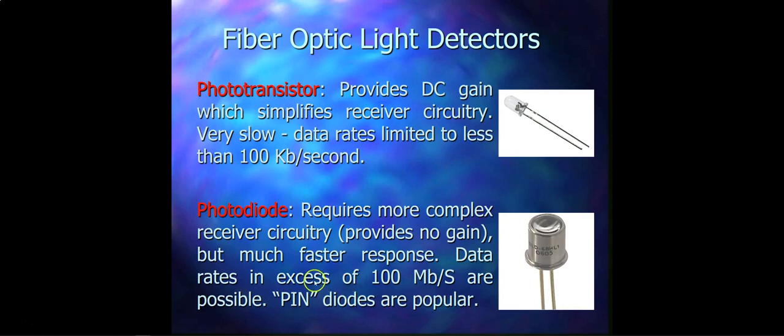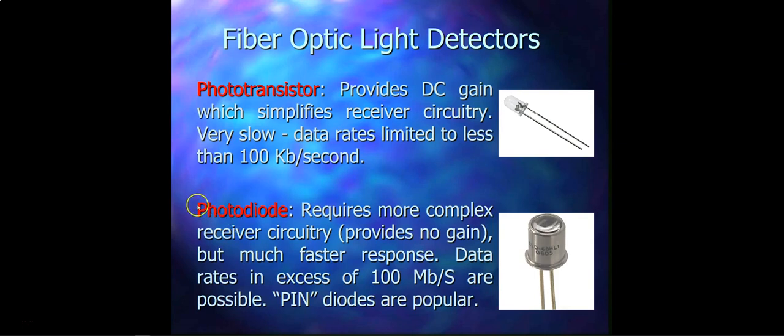and their data rate is 100 Mb per second, and they are also popular by the name PIN diodes. So all the phototransistors and photodiodes basically perform the same function. They receive incoming light and convert it to electricity.